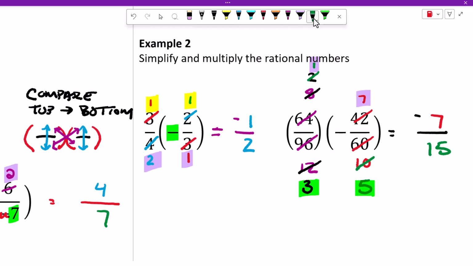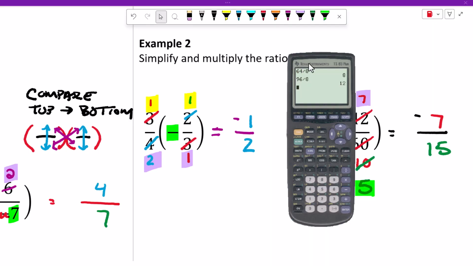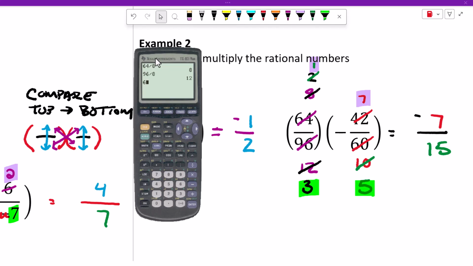Right? And yeah, this is kind of messy. You're kind of all over the place. There's no set one way of doing this because you can pick any pair of numbers to make it smaller. But that, I think, is so much easier than trying to simplify 64 times 42, getting this number as your top, and 96 times 60, getting that number as your denominator, and trying to simplify that. That's a pain. All right?